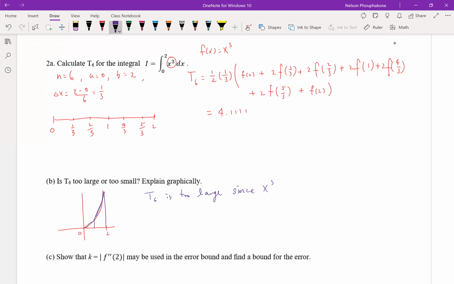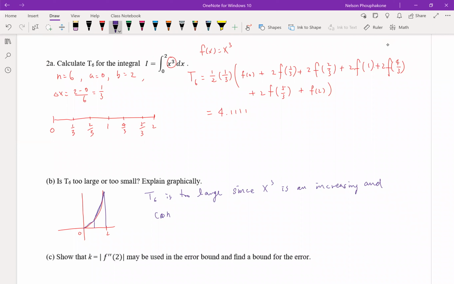Since x to the power 3 is an increasing and concave function between 0 and 2.